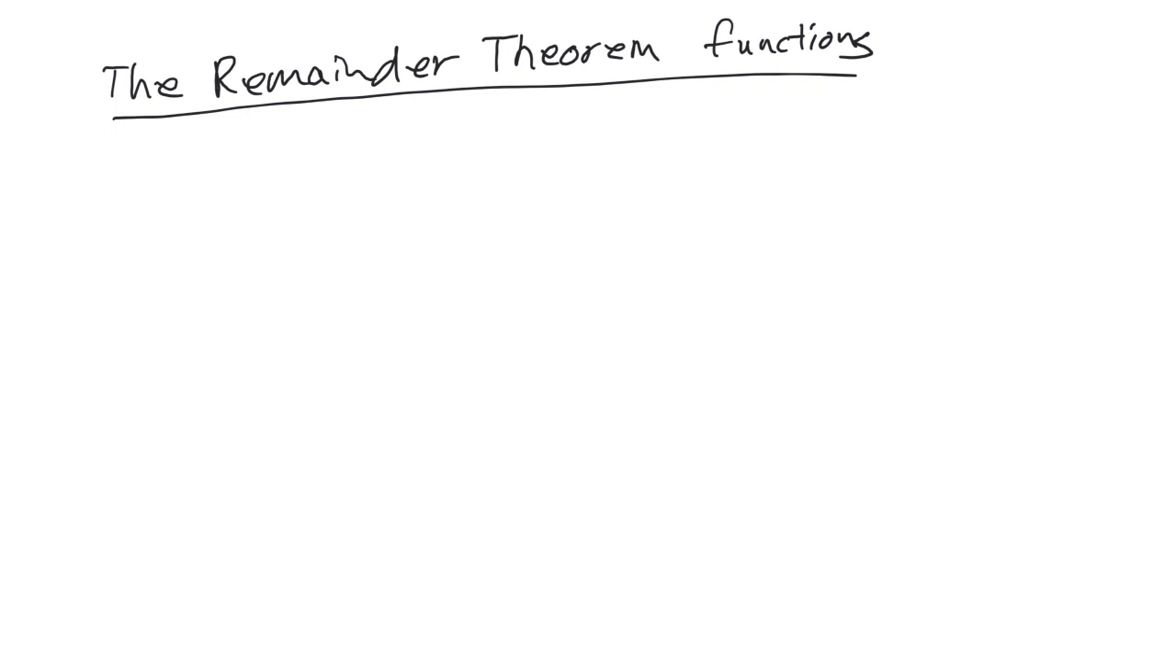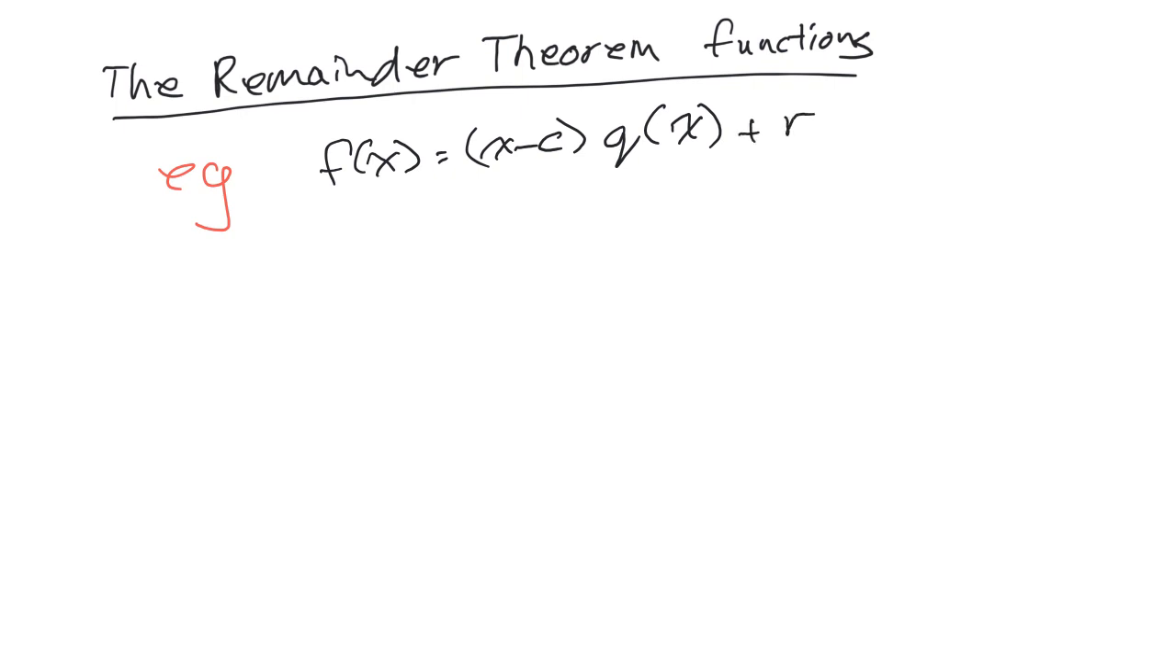Okay? So here's what you need to know. Let's say that I have something like this: a function defined as f of x is equal to x minus c times, well, remember that quotient thing, q of x, plus some remainder r, right? So now here's what would happen. If I had f of c and I punched that into my equation, I'd have c minus c, which is 0, times q of c plus r.